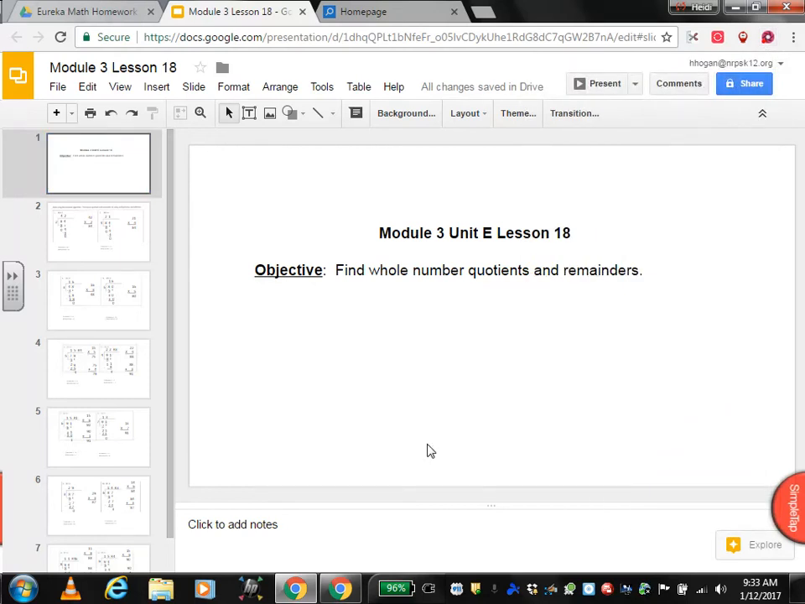Hi, boys and girls. Here we are on Module 3, Unit E, Lesson 18. And we're finding whole number quotients and remainders. And we're using the standard algorithm and checking with multiplication and addition.